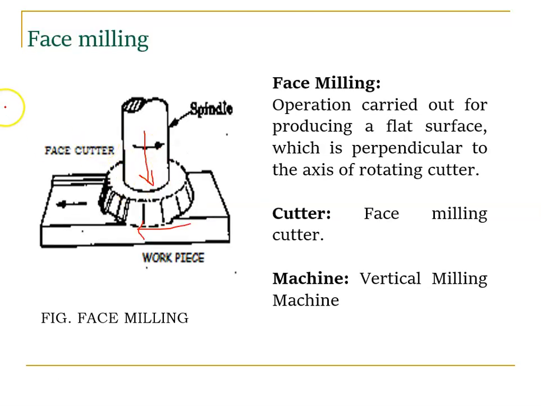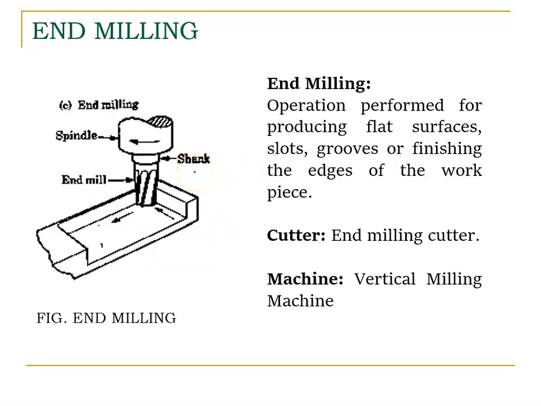If you use the face cutter, it is fully flat, so we can do it. But if it is an L section, the face cutter can't touch the end edges. Touching these edge corners is very difficult. So how do we mill it? With the help of end cutters. Here also the axis of the cutter and the axis of the workpiece are perpendicular. So the name is end milling cutter.